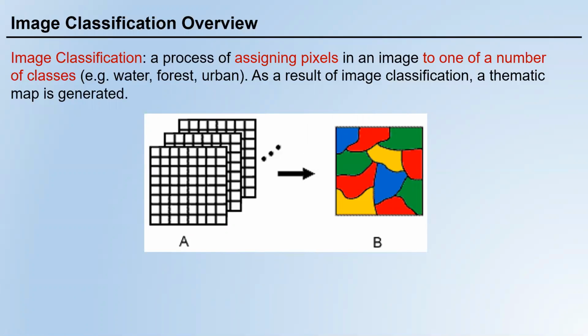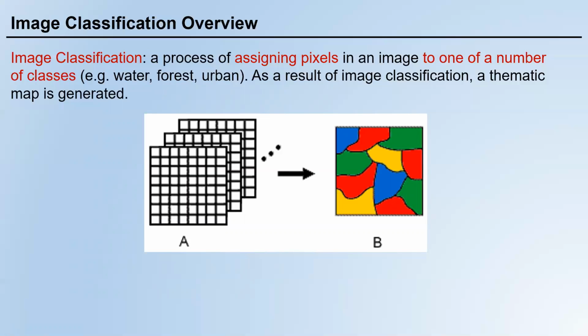And what does it mean? It means that after the classification, if a pixel has a value of 1, then that pixel is water. If another pixel has a value of 3, then that pixel is classified as urban. And if a third pixel has a value of 2, it means that this classification method assigned forest to that pixel.